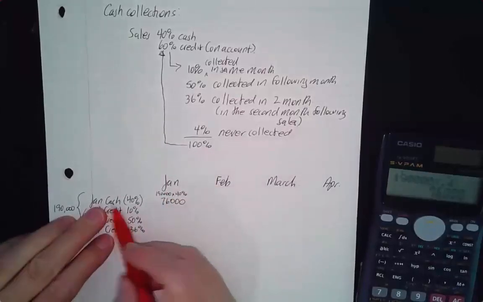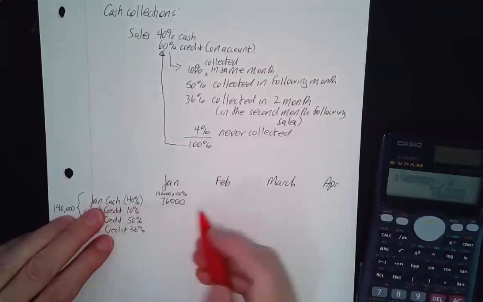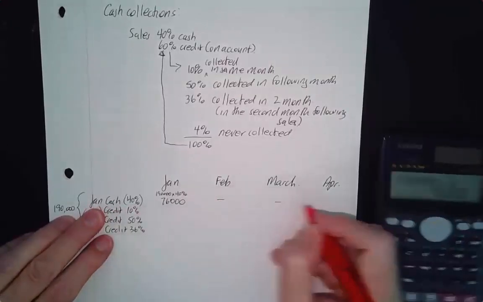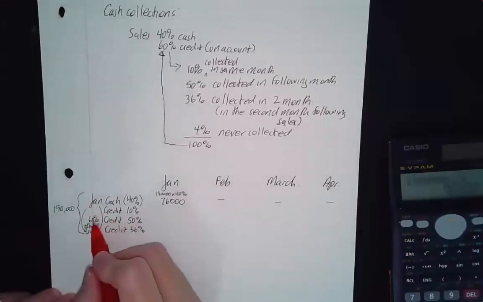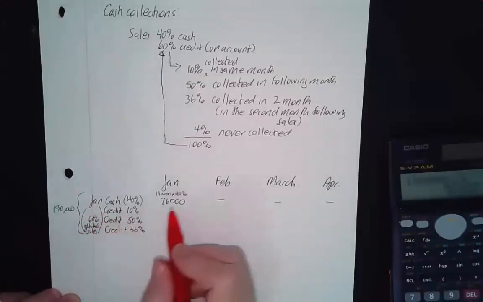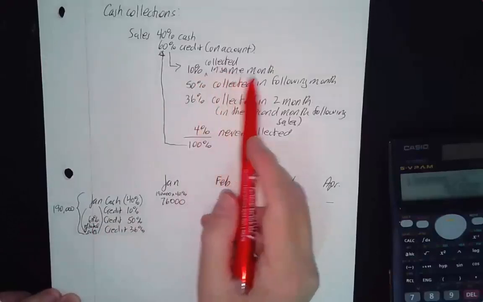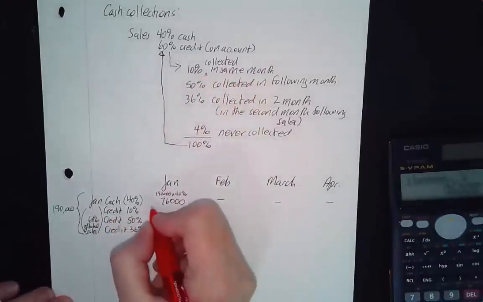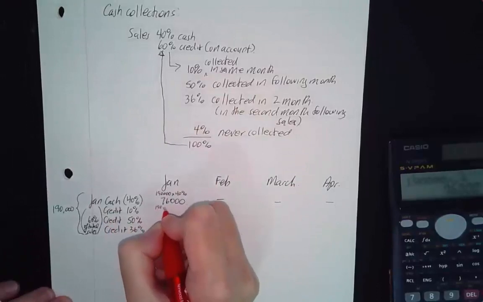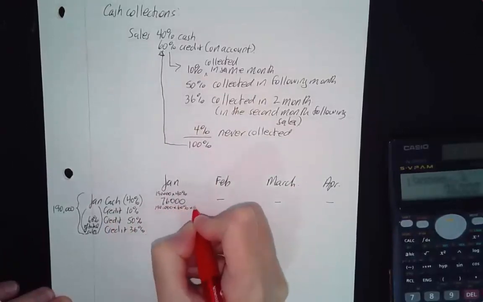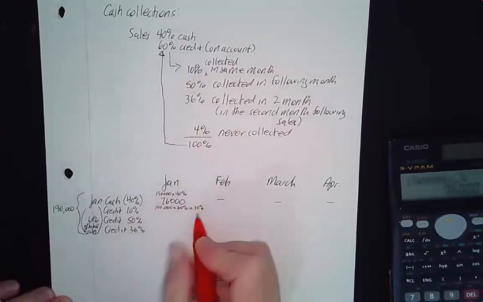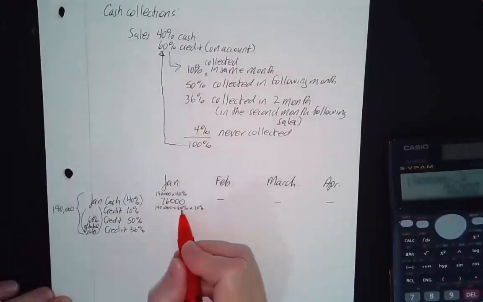Now, in February, I'm going to collect 0 cash sales from January, 0 here and 0 here. Now, this 10% of the 60%, I'm going to collect in the same month, right? 10% collected in the same month. So I have to take 190,000. I have to multiply it by 60%, and then I have to multiply it by 10%, because 10% of the 60% will be collected in January.